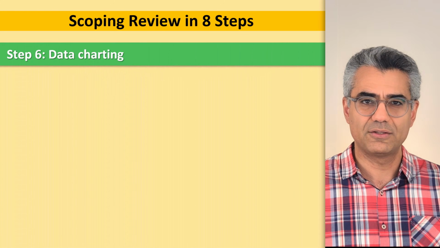Step 6. Data charting. Now, this is where many researchers get confused because it looks very similar to a systematic review, but it is not the same. The first 5 steps are useless if you don't do this step properly.